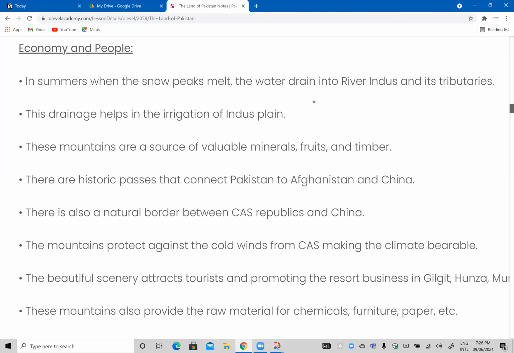Then these mountains are a source of valuable minerals, fruits, and timber. Again, because of the forests, the northern mountains are very green. If you compare them to the western mountains, we're going to study about the western mountains in detail later, but in a general comparison, the western mountains are barren, whereas the northern mountains are green. They're known for their greenery because of the trees and forest areas, and those trees provide fruits. Timber is a very important type of wood, and obviously there are minerals as well in the rocks.